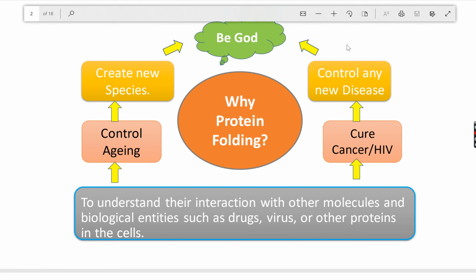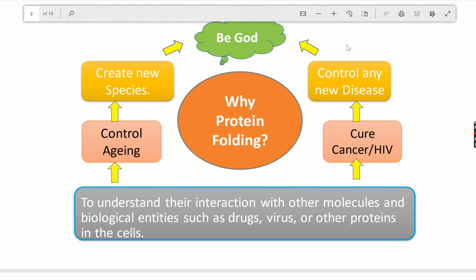Okay, so to understand how these proteins which make these cells interact with any other biological entity, whether it be drugs or some other physical thing or living organism, whether it be viruses or other proteins in the cells, we need to understand this protein folding.